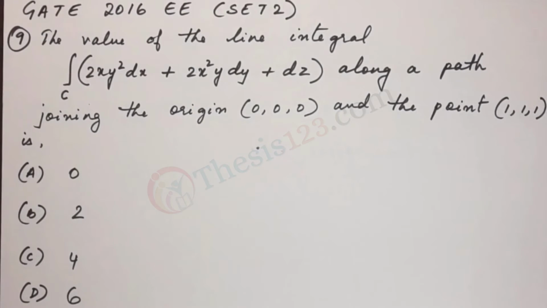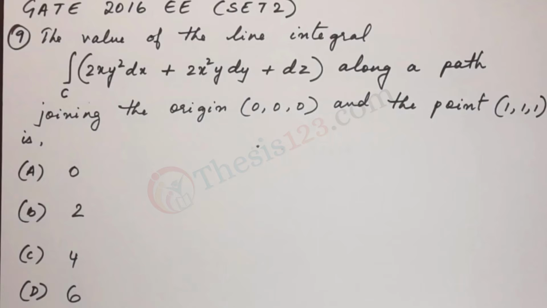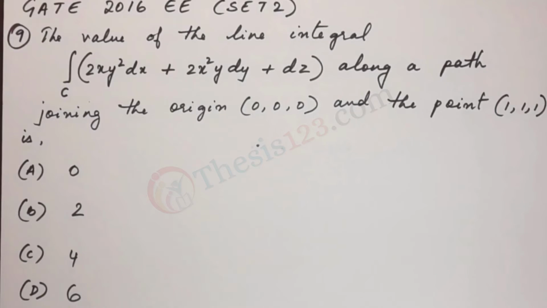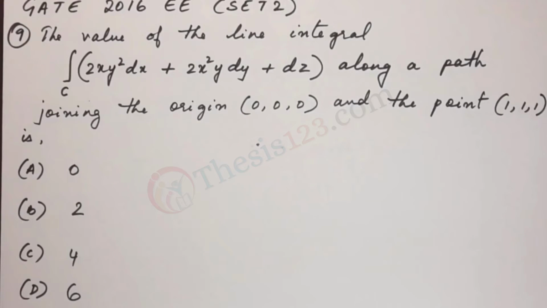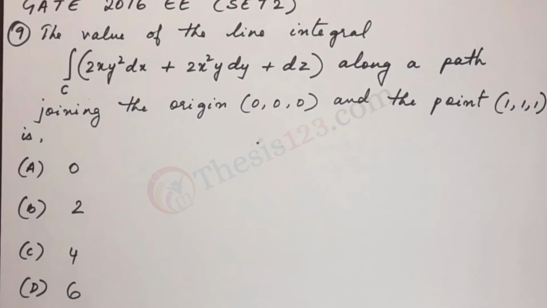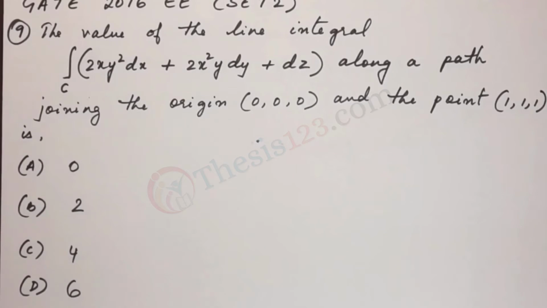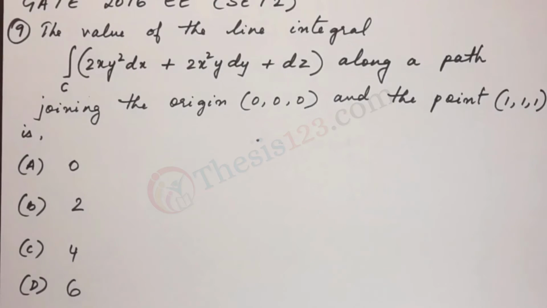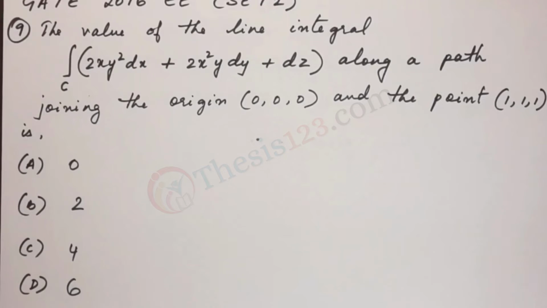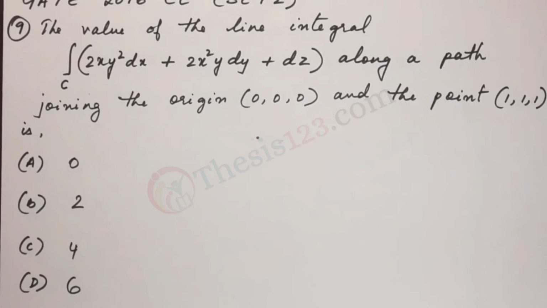Here's the next question, number 9. The value of the line integral of 2xy² dx plus 2x²y dy plus dz along a path joining the origin and the point (1, 1, 1) is, so we have our 4 options: 0, 2, 4, 6. Okay, so we need to find out the value of the line integral given to us.